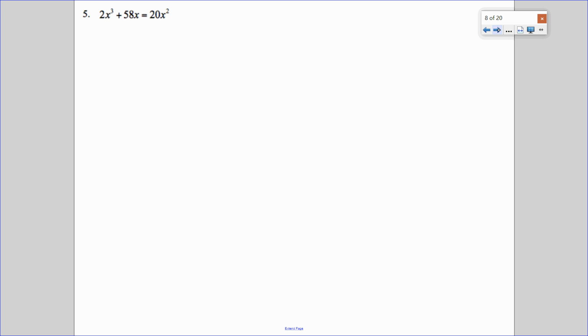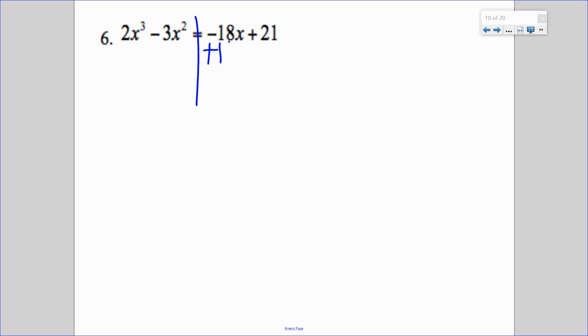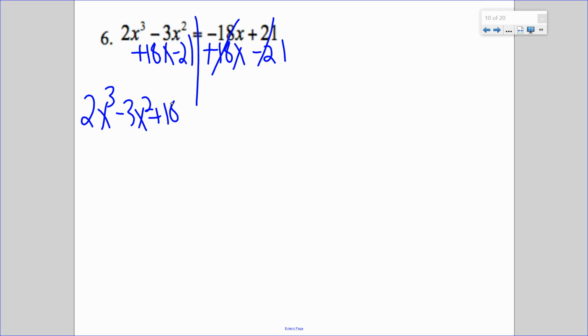Let's skip ahead to number, I don't know, let's take a look at 6. Mr. X cubed, he wants to party. Can he party right now? Nope. He needs his friends to come over. I'm going to add 18x, subtract 21 from both sides. I get 2x cubed minus 3x squared plus 18x minus 21 equals 0. Party time. What do they want to do at the party?